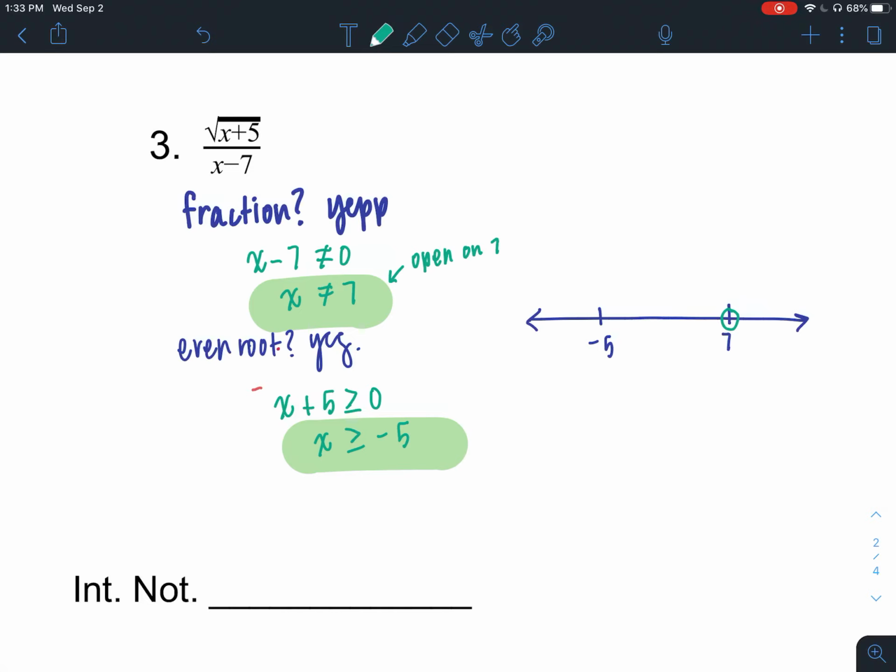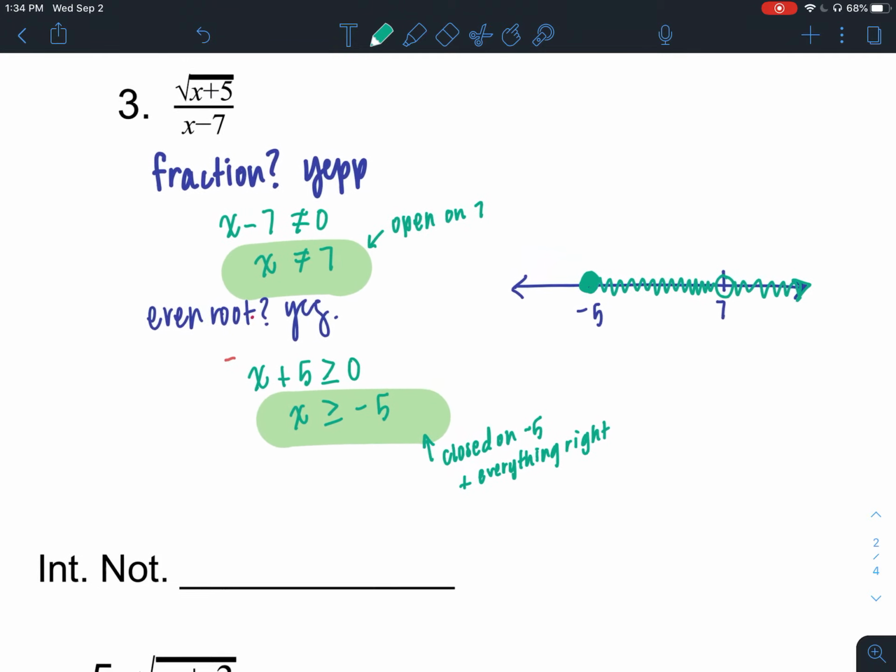Wait a second, because this right here says it's going to be closed on negative 5 and everything to the right. So I have a closed on negative 5 and everything to the right. But we already know that 7 does not get filled in. So it's everything to the right but 7. So fill everything in but that. Okay, so this picture right here is going to help us write it in interval notation.